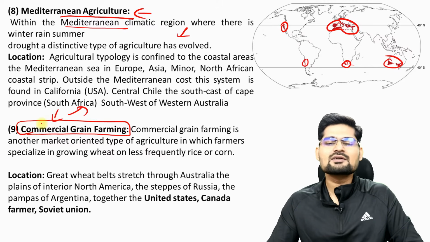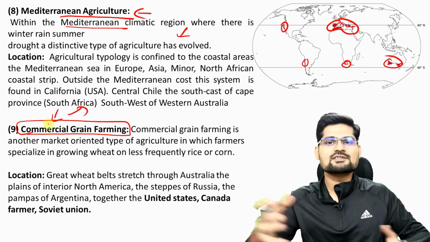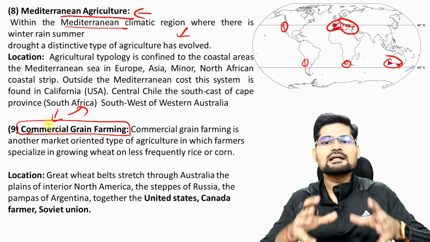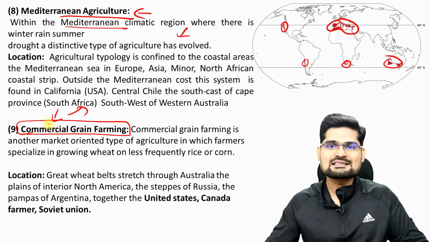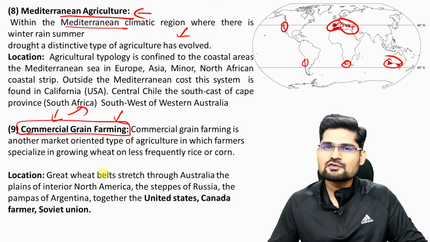Now remember, this is not simple intensive grain farming, but commercial level. So large tracts of land with better technology and also harvesting at the same time are used in this kind of commercial grain farming. So where would you find this?